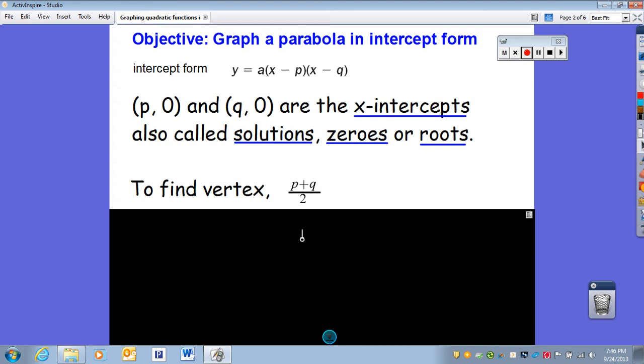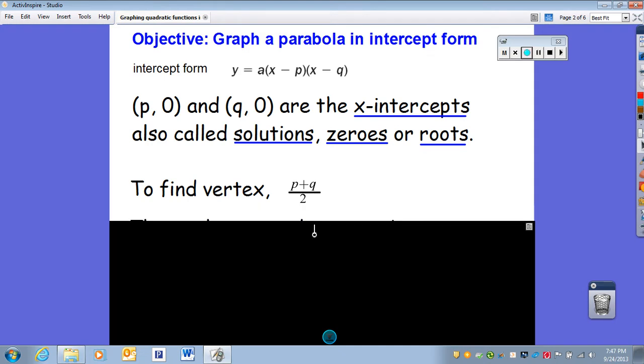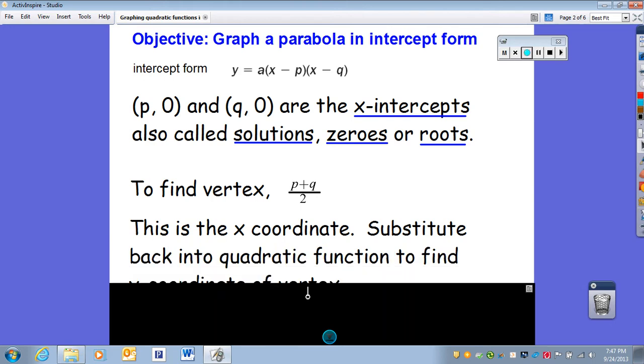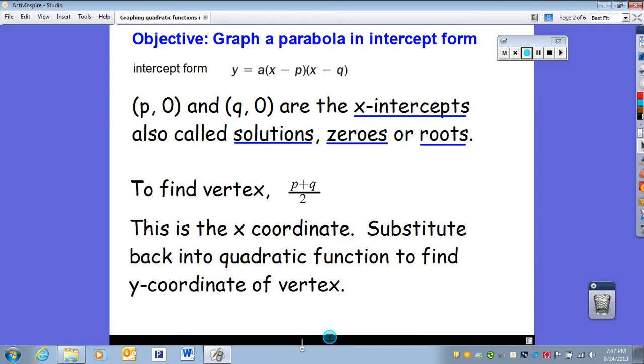To find the vertex, once we know the 2 points where our parabola is crossing the x-axis, we simply add those two together and divide by 2 to find the very middle, or where our parabola would bend in half. That is the x value of our vertex, and then we would substitute that back into our quadratic function to find the y-coordinate of our vertex.